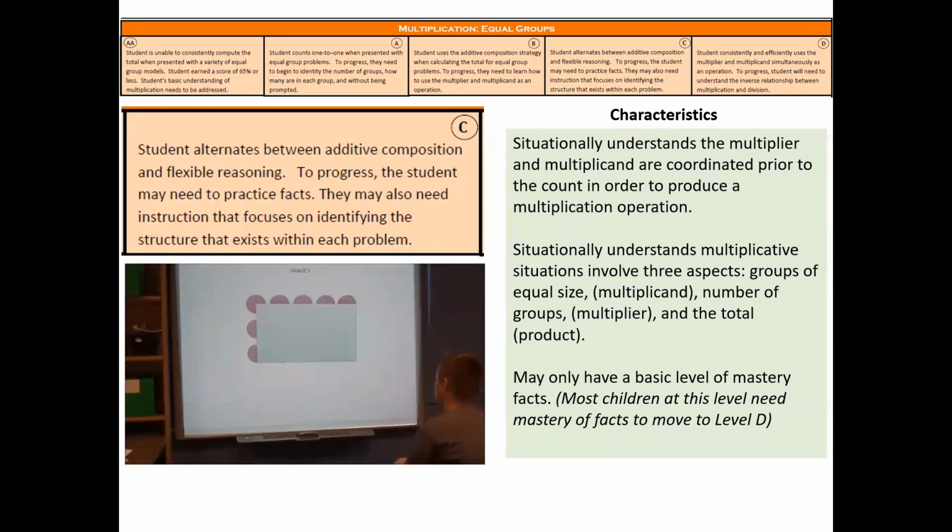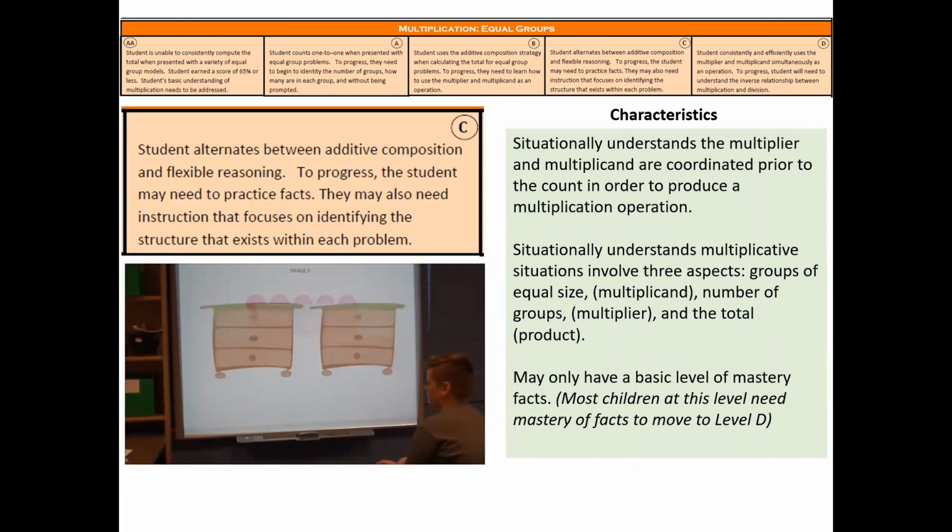Okay. Use multiplication. The rectangle is covering up some of the dots in the array. How many dots are there total? 15. And how'd you get that? Because if you count, there's 3 in each row, and there's 1, 2, 3, 4, 5, and if you times it by 3, it's 15. Okay. So characteristics, it says situationally understands a multiplier and multiplicative are coordinated prior to the count in order to produce a multiplication operation.